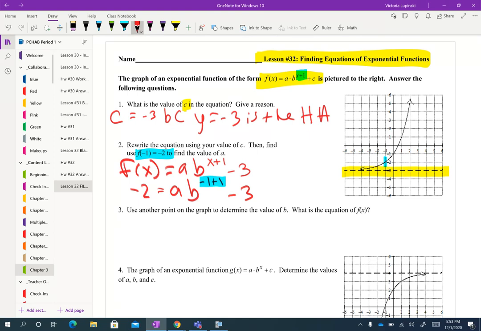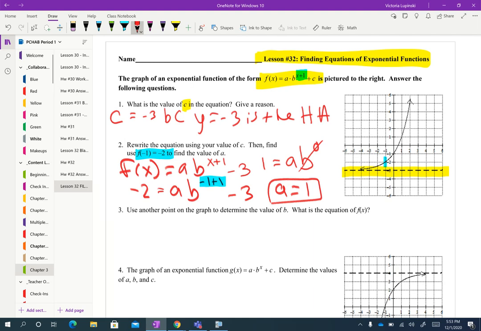So in this next step here, I'm going to go ahead and add the 3 to the left-hand side. So that's going to give me 1 is equal to a times b to the 0. Again, b to the 0, anything to the 0 is just 1. So I can safely conclude that a is equal to 1. The fact that it's positive is good because this looks like growth and it's above the horizontal asymptote.